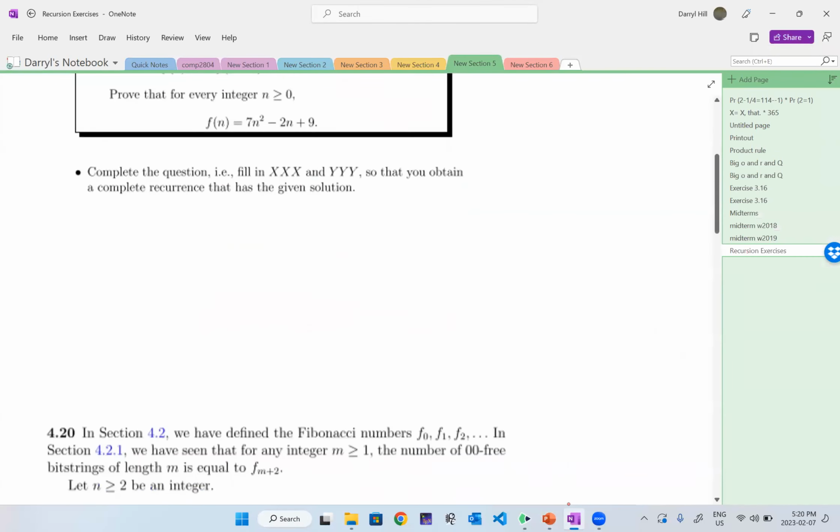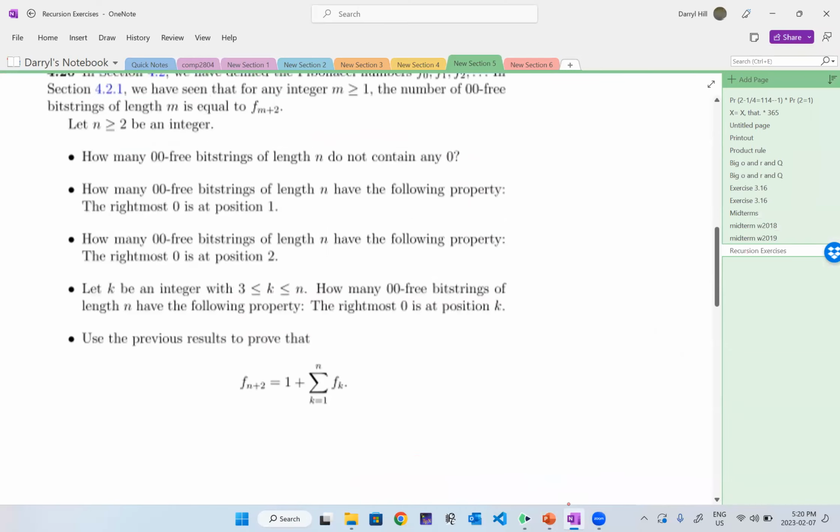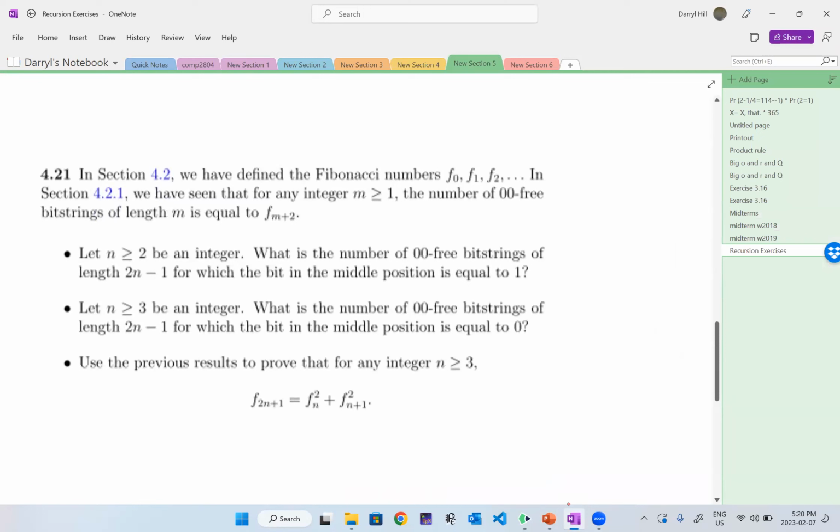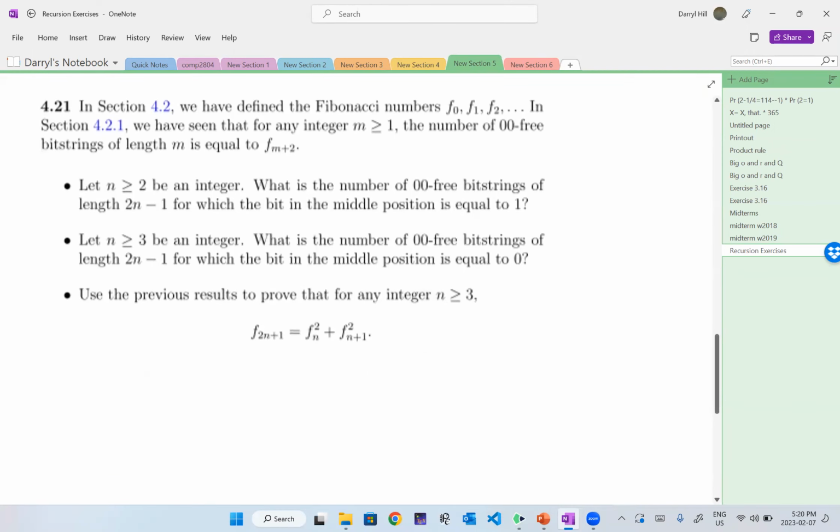All right, we got 5 minutes left. Let's maybe look at something a little bit lighter, a little bit easier. So this is closer to what I would ask you on a test, right? So the Fibonacci sequence comes up a lot. And the number of 00-free bit strings comes up a lot because we can relate it directly to the Fibonacci sequence. So it's kind of nice. And you can define this recursively a lot of different ways.